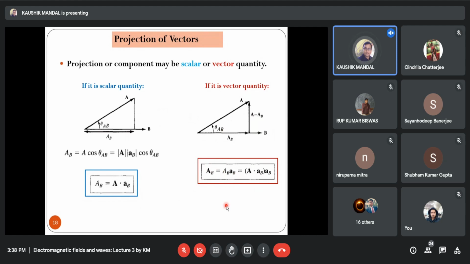That means the projection of a vector, the component of a vector on another vector, can be represented either in terms of a scalar quantity or in terms of a vector quantity. In case of scalar quantity, it will be A dot of AB. In case of vector representation, it will be A dot of AB into the unit vector.